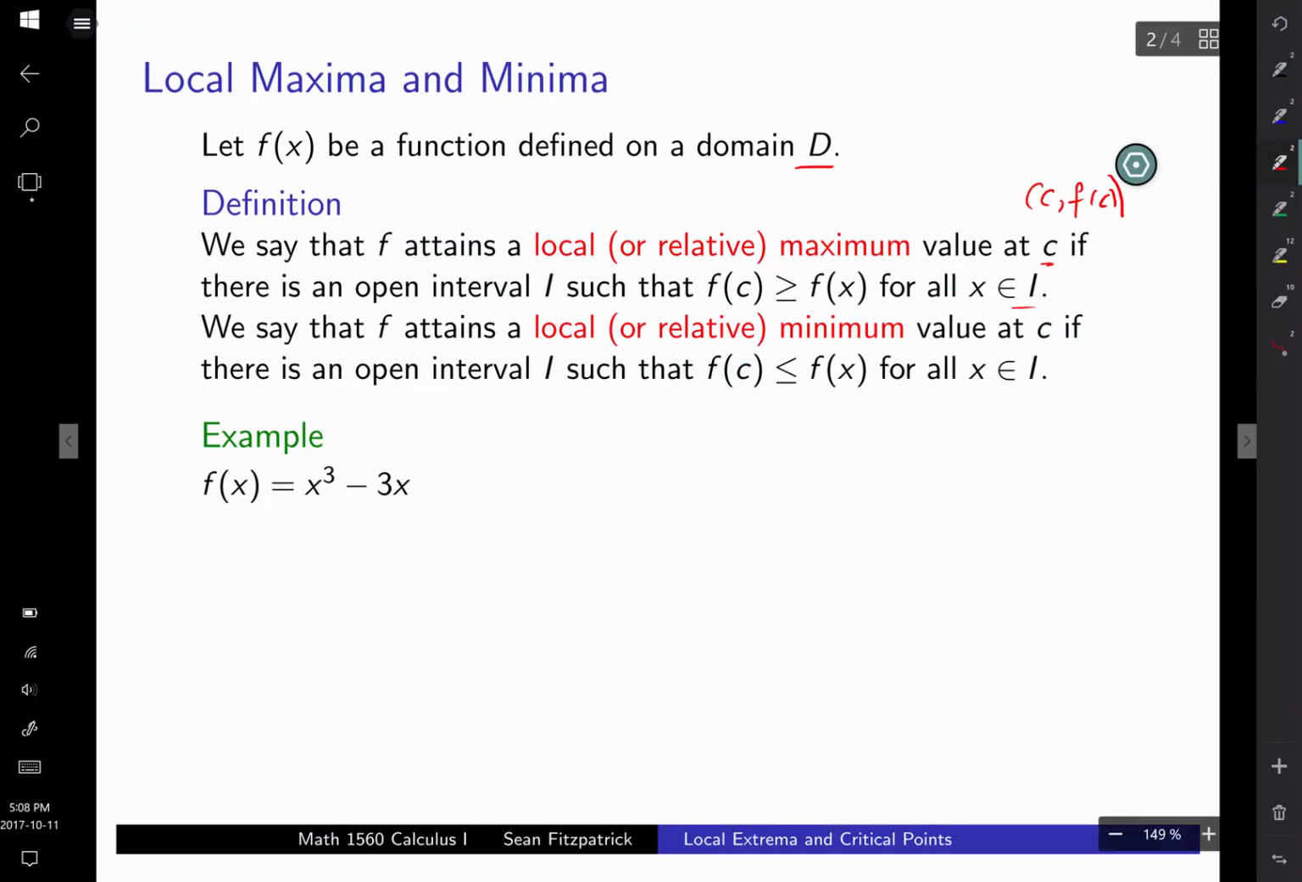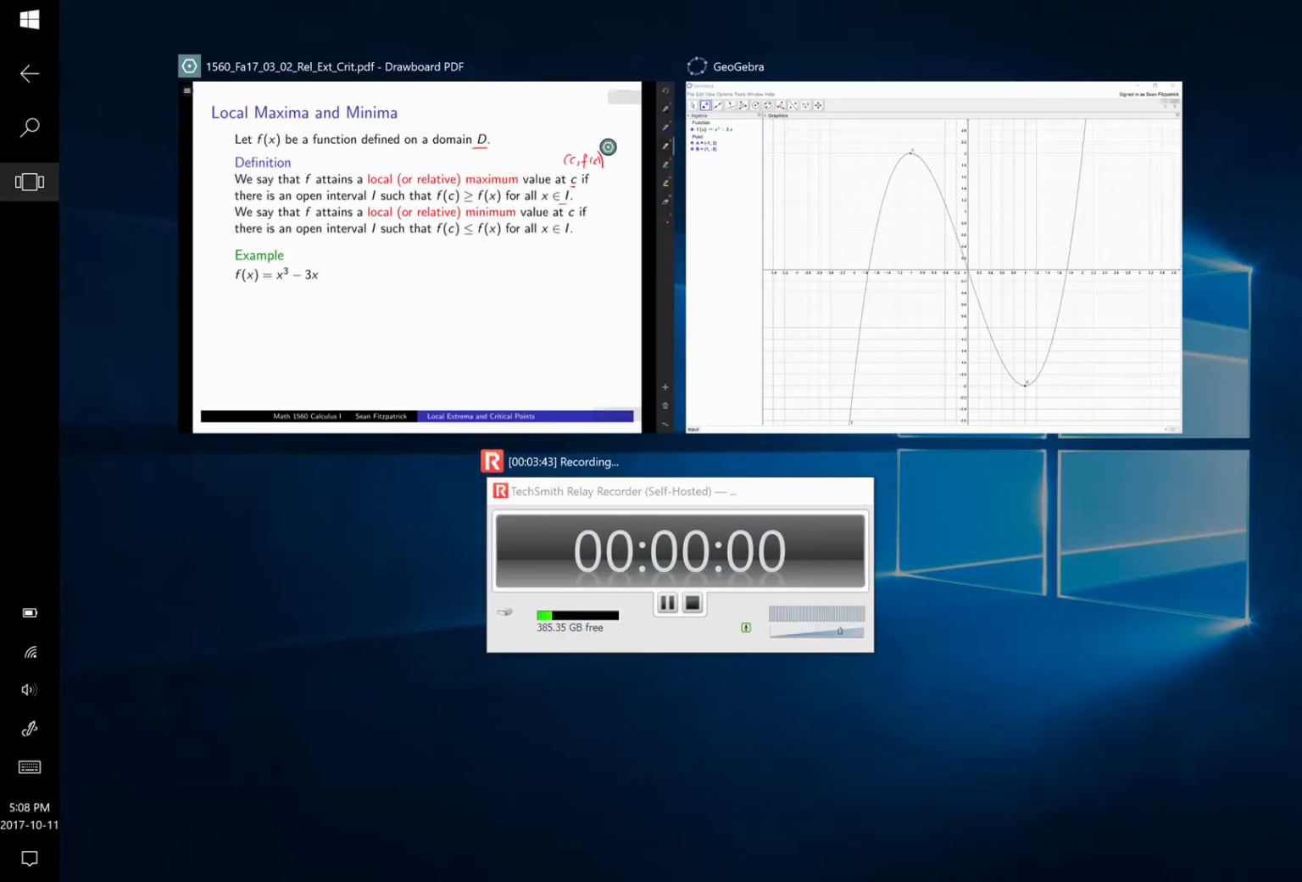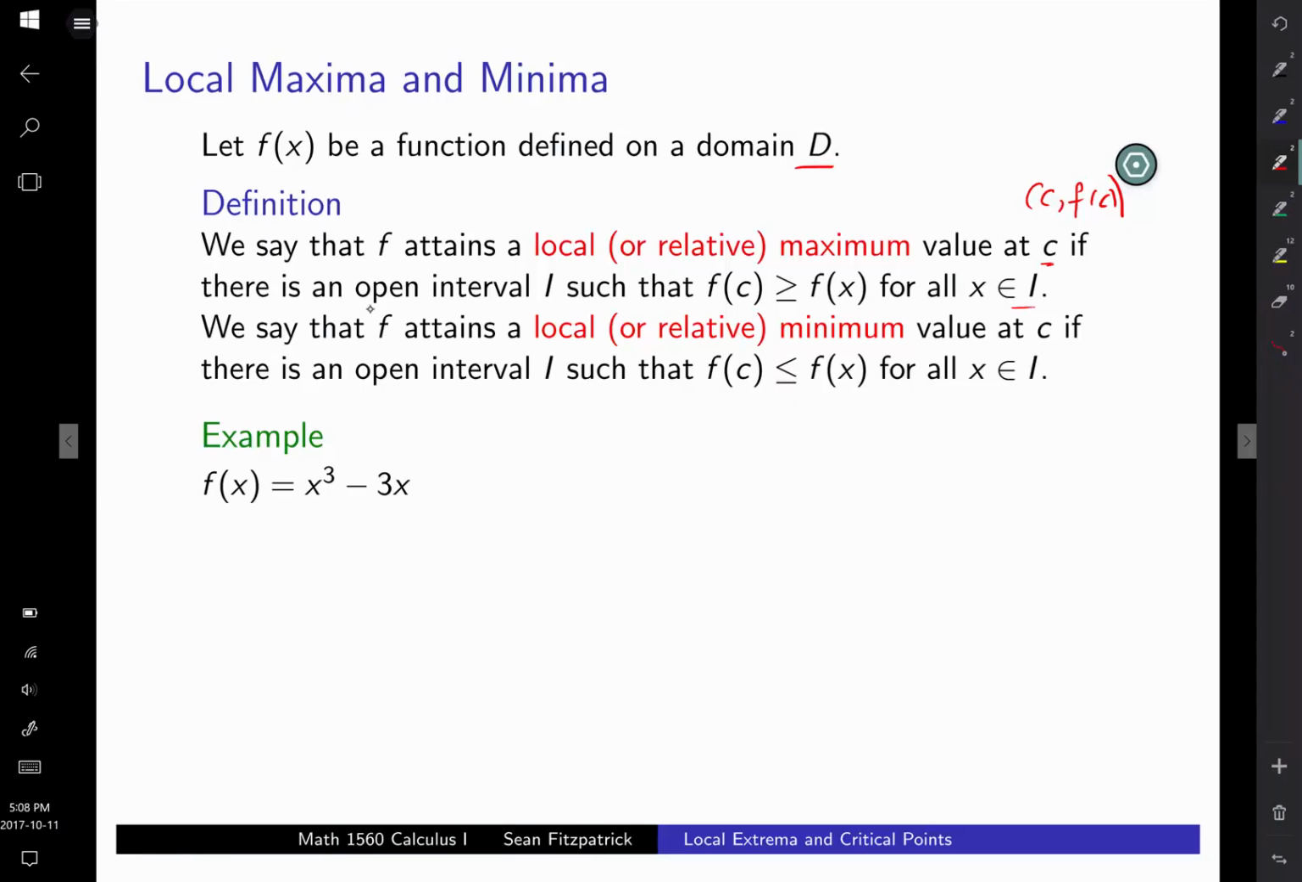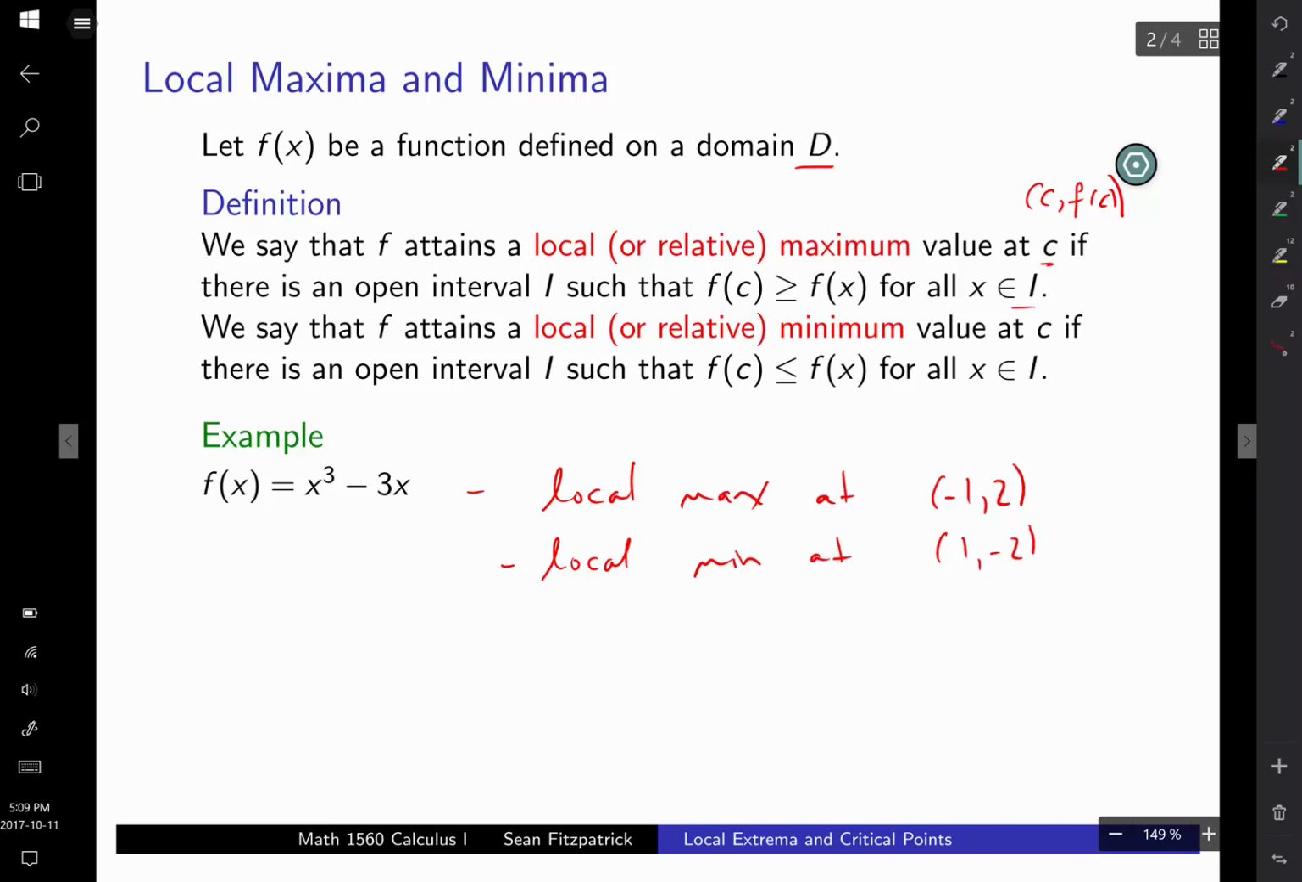So if we look at those points, we have a local max. We're just getting this from the graph. The local max is going to be at minus 1 and 2. Notice that if I put x equals minus 1 into my function, I do get y equals 2 out. f of minus 1 is equal to 2. And there's a local min at 1 and minus 2. Those are not the global max and min values, but they are local.